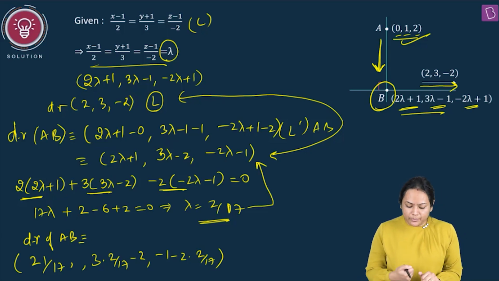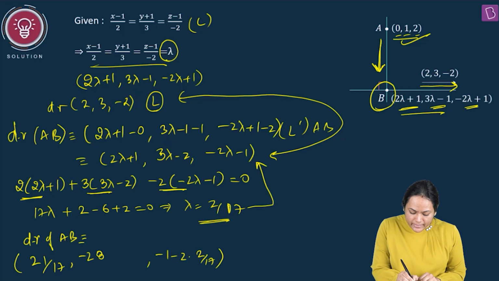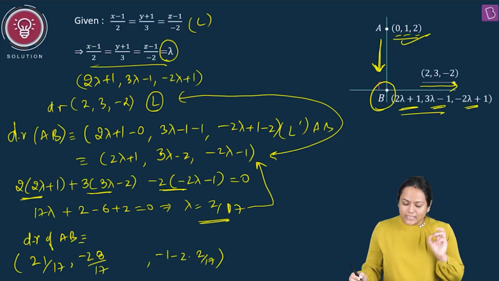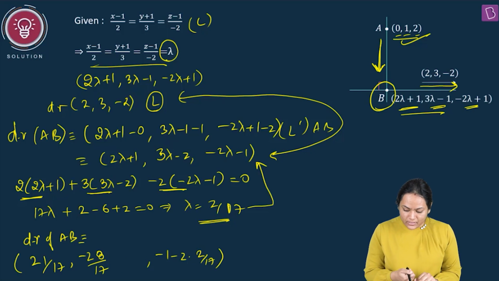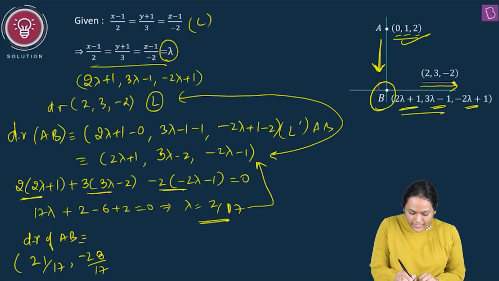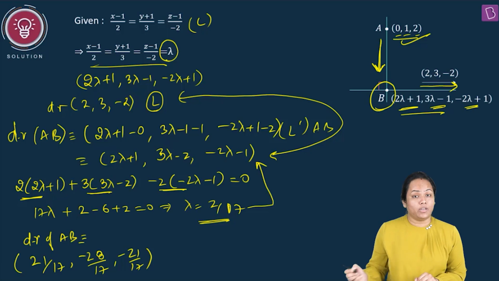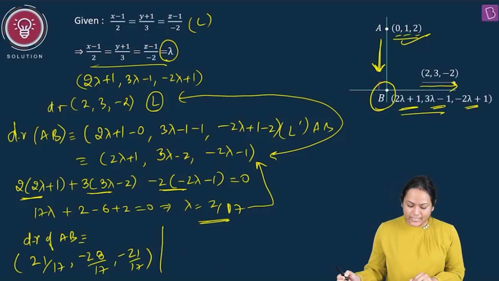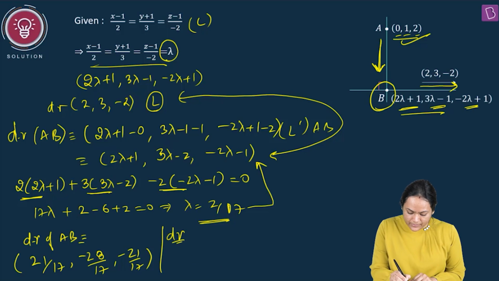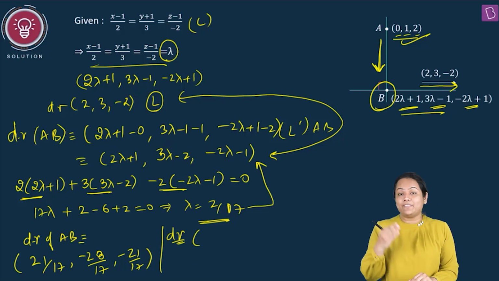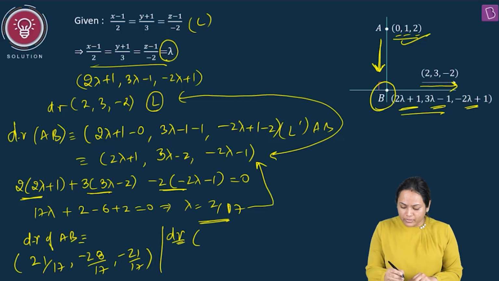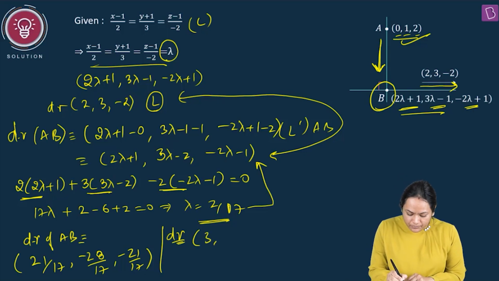Similarly, the second term will be 6 by 17 minus 2. When I take the LCM over here, it's 6 minus 34. That is going to become minus 28 by 17. And the last term is minus 1 minus 4 by 17, which is going to become minus 21 by 17. So these are the direction ratios. Or you can also say that the direction ratio will come out as the ratio of 21 by 17, minus 28 by 17 and minus 21 by 17, which will be 3, minus 4, minus 3, or I can say it can be written as minus 3, 4 and 3.